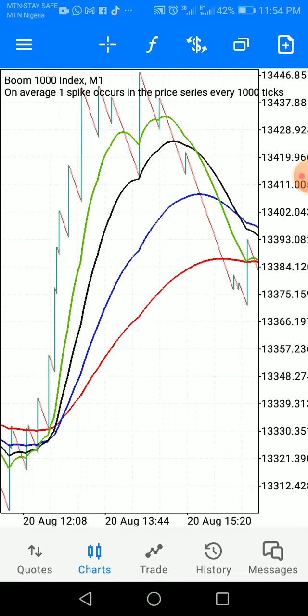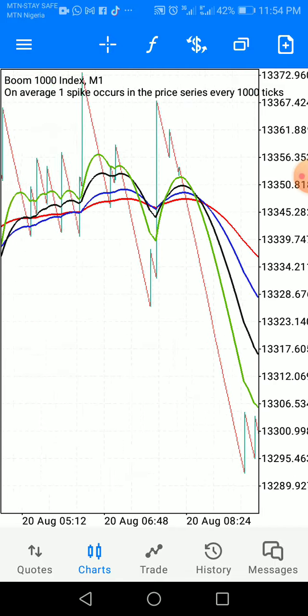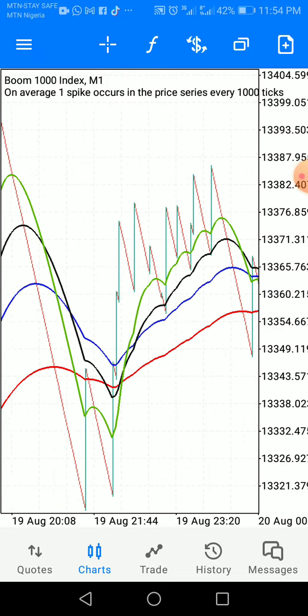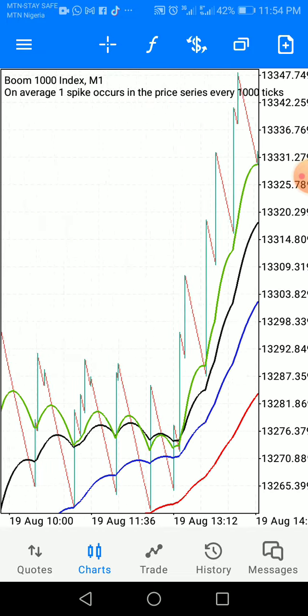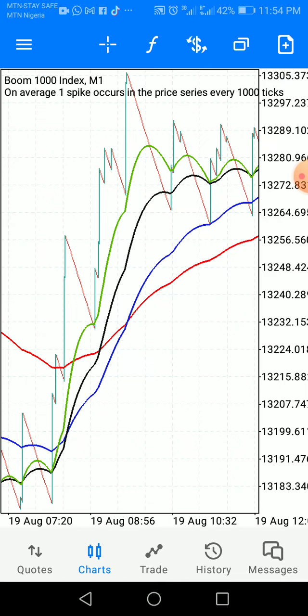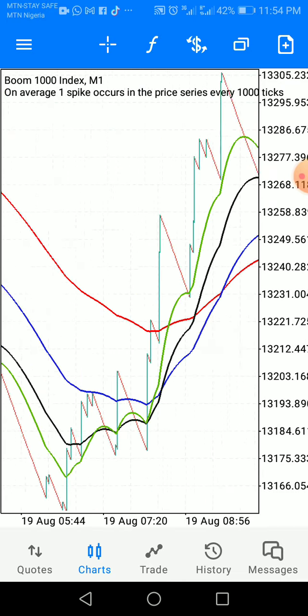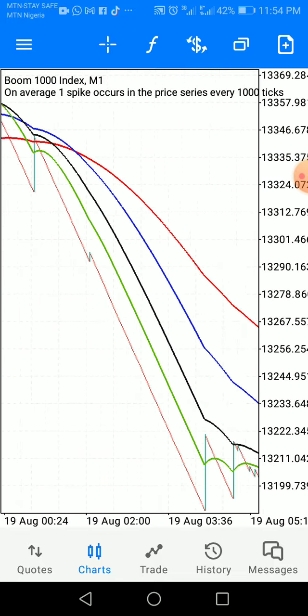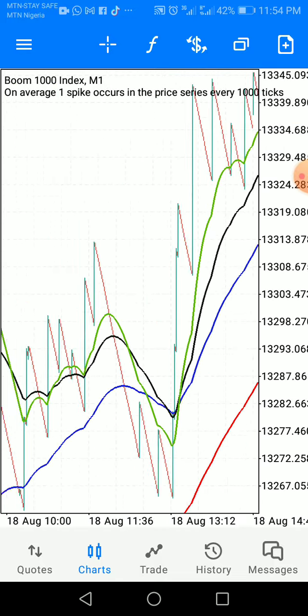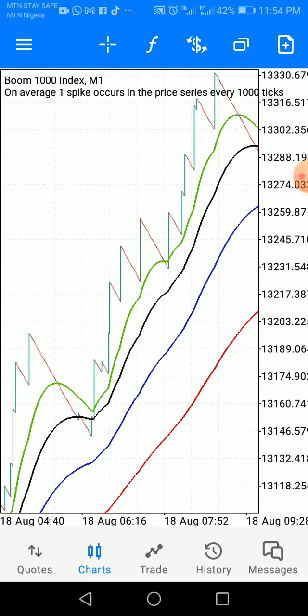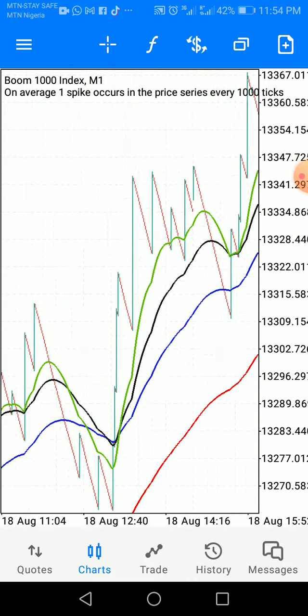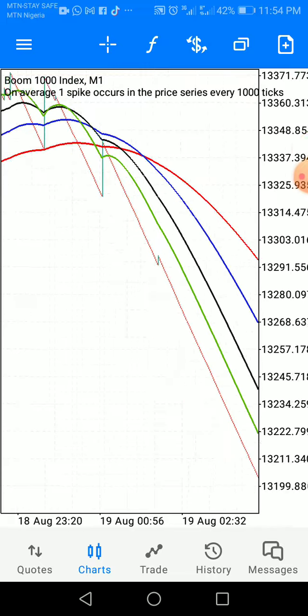This is a strategy that has been confirmed and proven. It has been used so many times and it has always been profitable. Always profitable. You just need to follow the strategy. So as you can see on your screen, this strategy uses these four different moving averages that you're seeing on the screen.